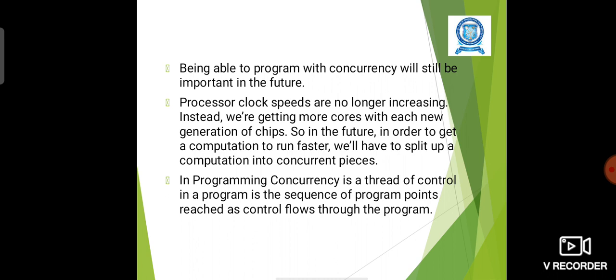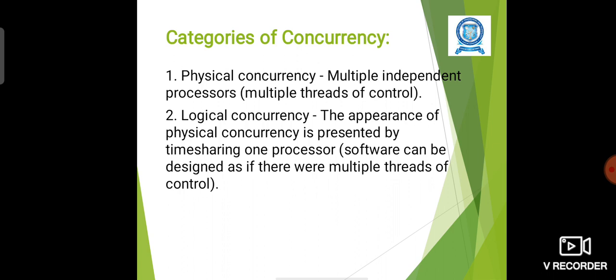In programming, concurrency is a thread of control. A thread in a program is a sequence of program points reached as control flows through the program. Categories of concurrency. Physical concurrency: multiple independent processes can execute at the same time. Logical concurrency: the appearance of physical concurrency is presented by time sharing on a processor.